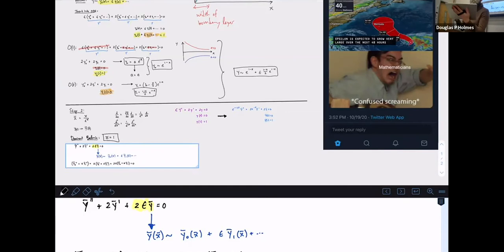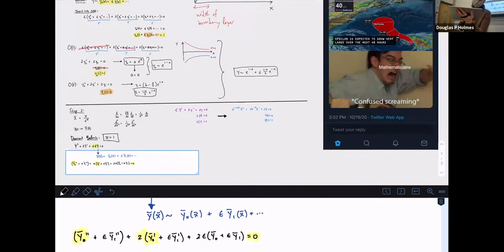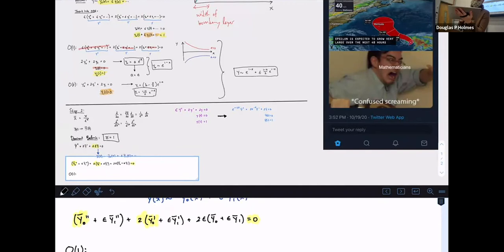And we say, okay, well, at order one, all I need to worry about is this term, and the other term goes away. So at order one, we would say that y bar naught double prime plus 2 y bar naught prime equals 0.